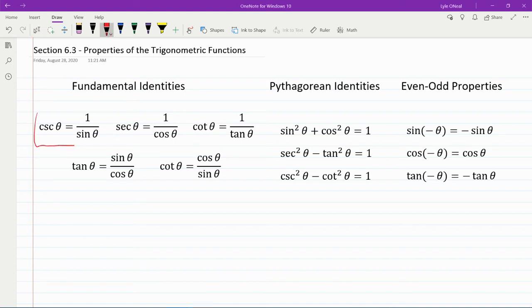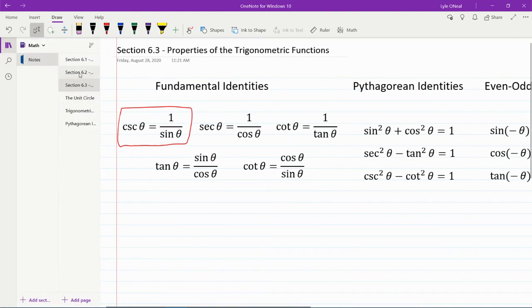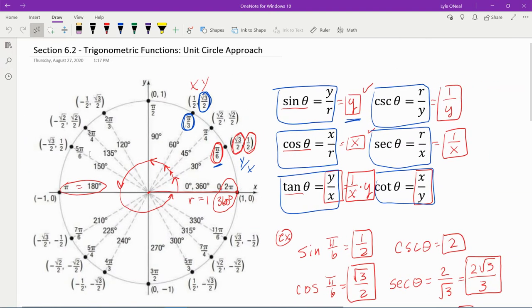Okay, first we have cosecant is 1 over sine. And I want to explain where that identity comes from, okay? Knowing that we're talking about cosecant of theta, if we go back to our previous section, remember we said that cosecant is 1 over y, but y was sine of theta. So if we substitute for y what y is equal to, we can see that cosecant is 1 over sine. And so that's where that identity comes from.